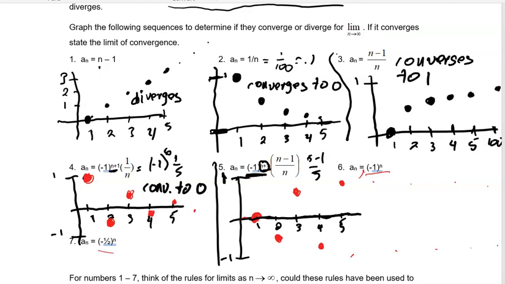But the fact that we're going to be bouncing back and forth between a +1 and a -1, what that really then means is that we don't converge at all. So because of that, we would say that this one diverges because it's bouncing back and forth between two different values. All right.